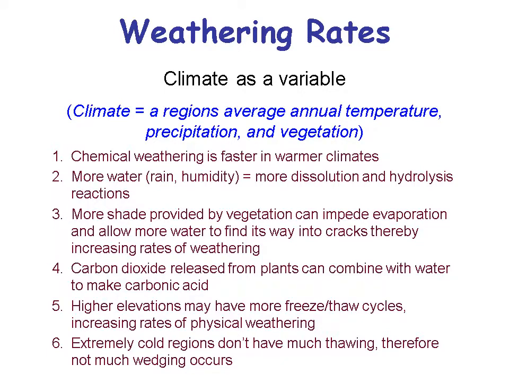Then I'm down on point 5. Higher elevations may have more freeze and thaw cycles, so you get up in the mountains where you have more freezing and thawing, and you increase physical weathering. And extreme cold regions like Antarctica don't have much thawing, therefore not much wedging occurs. And wedging, remember, is when you get water in a rock and then it freezes and then it wedges apart that rock because the frozen water expands.